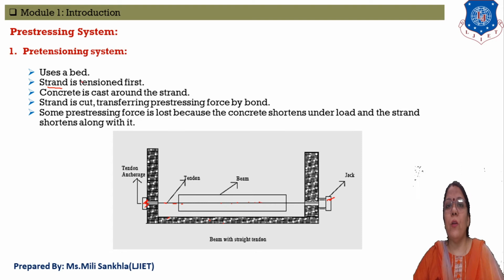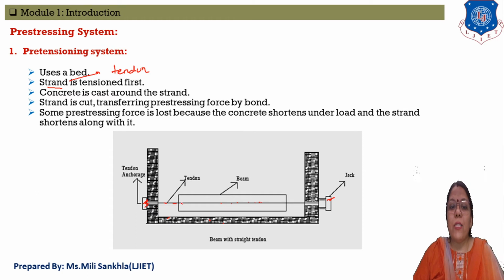For the pre-stressing system, a bed is compulsorily required for the pre-tensioning system, because if you want to produce a number of pre-stressed members, then this method is very useful. But for this method, a bed is compulsory for production. Second, the strand is tensioned first. Here we can say strand or we can say tendons.